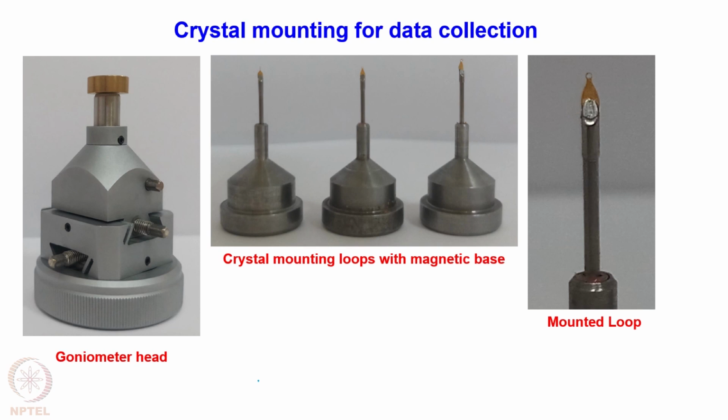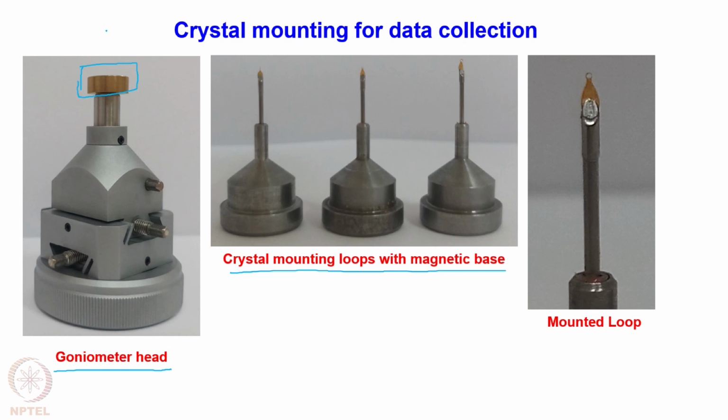For crystal mounting, we use a set of tools. Here on the left, I am showing a photograph of a small attachment which is called the goniometer head. This goniometer head is placed on top of the goniometer of a diffractometer, and the crystal is mounted using magnetic sample holders, which are shown on the right hand side figure, and the crystal is mounted here.